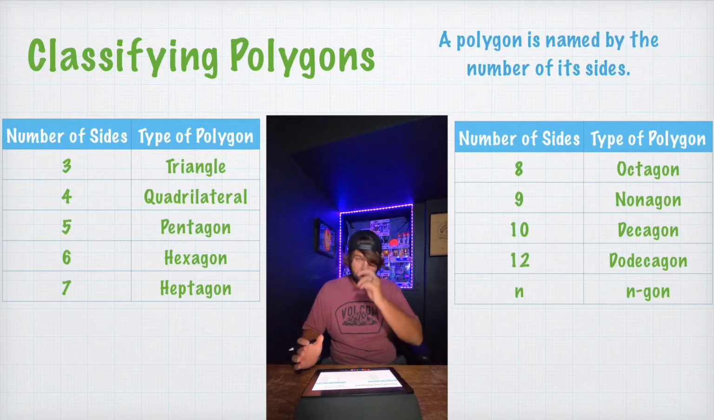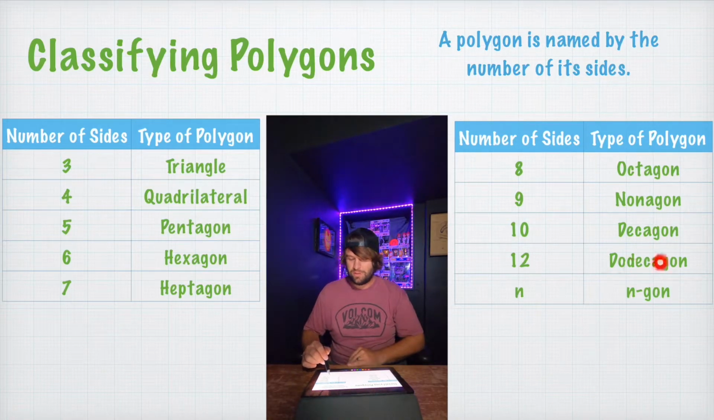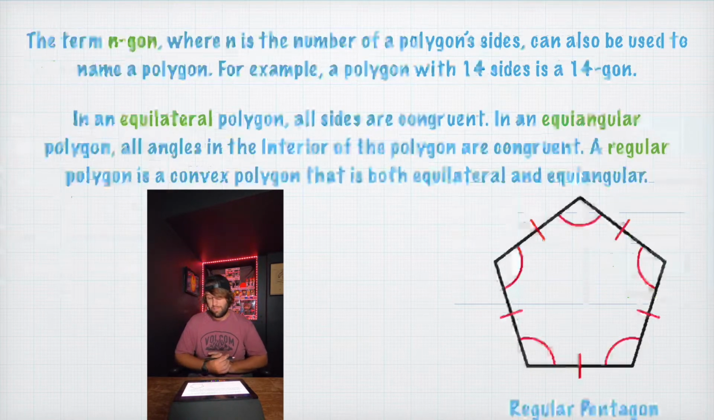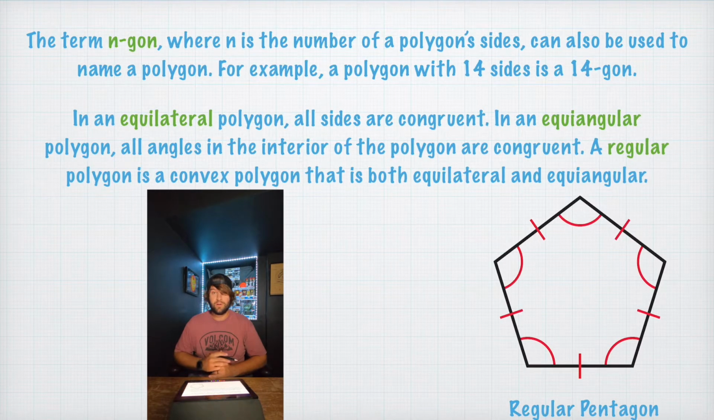Most of the time in your homework, you'll be using their names up through 12, and then anything after that you call it n-gon. Because the term n-gon, where n is the number of a polygon's sides, can also be used to name a polygon. For example, a polygon with 14 sides, you could just call that a 14-gon.